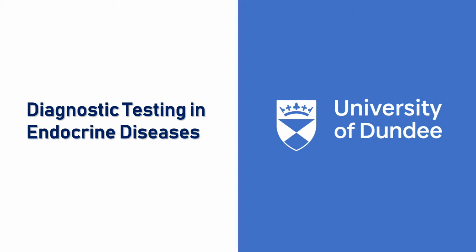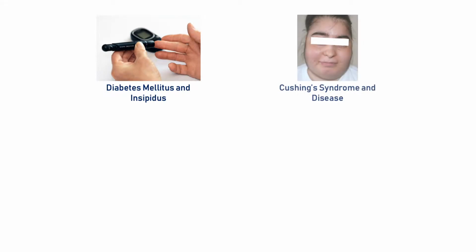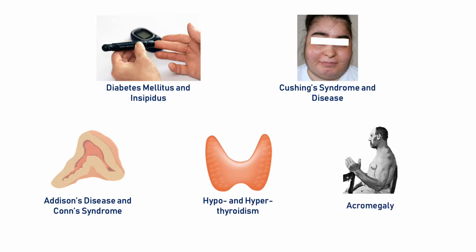As such, the following is a list of the diseases covered: diabetes mellitus and diabetes insipidus, Cushing's syndrome and disease, Addison's disease and Conn's syndrome, hypo and hyperthyroidism, and, finally, acromegaly.